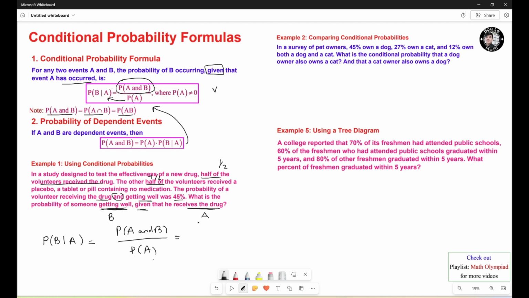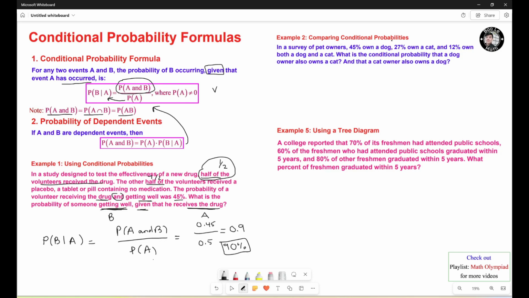Which is pretty good. We have 0.45 over the probability of A, which is receiving the drug. Receiving the drug is one half right here, which is 0.5. So 0.45 divided by 0.5 is 0.9, or 90%. Alright, let's move on to the next example.